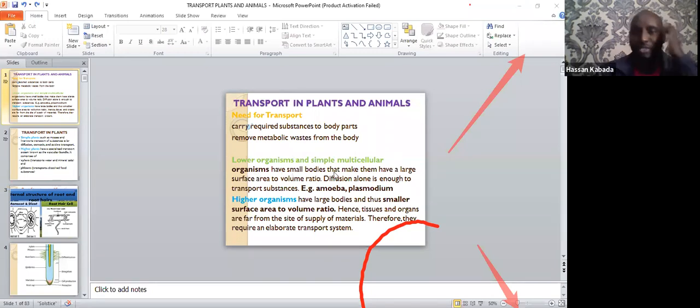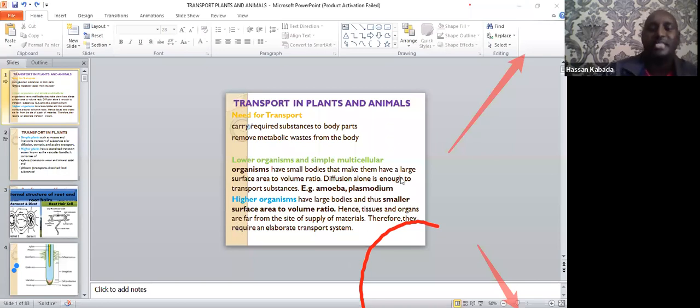These organisms have small body sizes that make them have a large surface area to volume ratio. Remember, surface area to volume ratio we mentioned in the specific objectives, that we need to relate to the way organisms undertake transport. So these single-celled organisms or simple multicellular organisms have small bodies that make them have a large surface area to volume ratio. I hope this is clear. We don't have to repeat what that means.